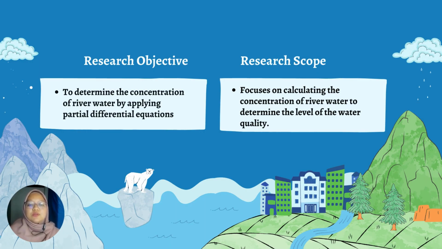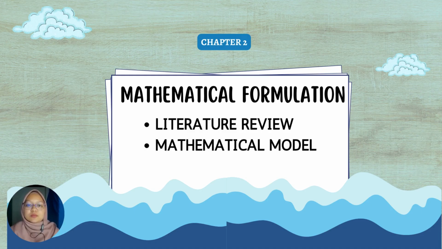Now we will go to the research objective. This research has the objective to determine the concentration of the river water by applying partial differential equation. This research utilized the advection-diffusion-reaction to calculate the concentration of the river water. This leads to our research scope where we focus on calculating the concentration of the river water so that we can determine the level of the quality in the river water.